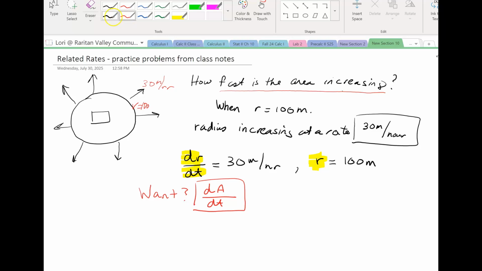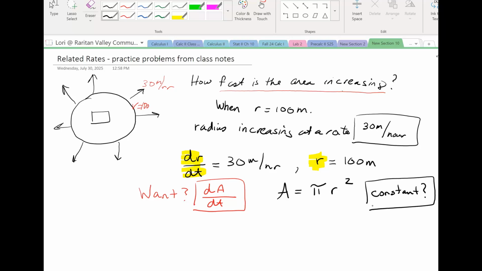Then, well, this is an obvious equation. It is circular. We're looking at an area. Area of a circle is simply A equals pi r squared. Now, the next thing you want to ask yourself, is there anything in this problem that remains constant?